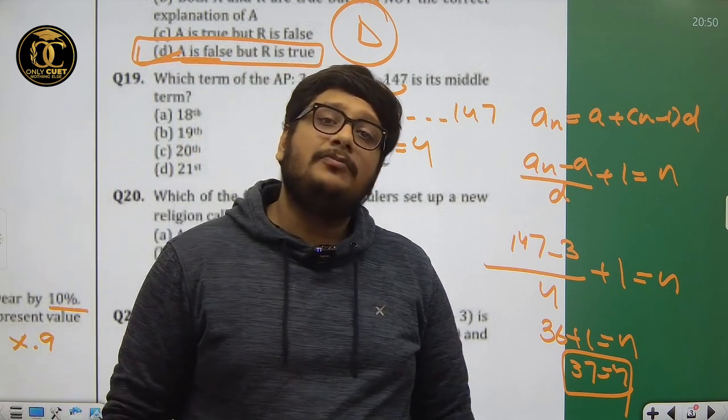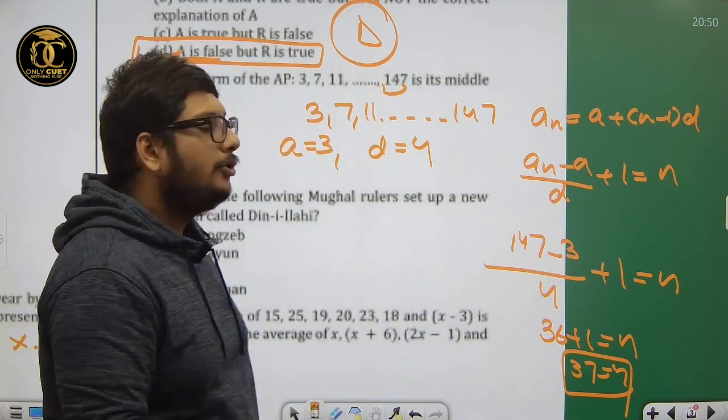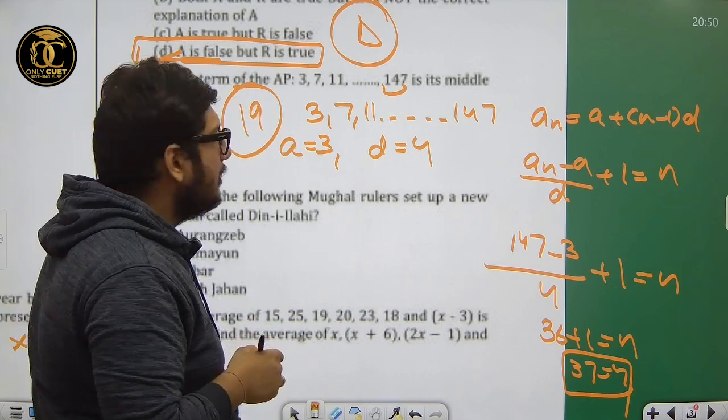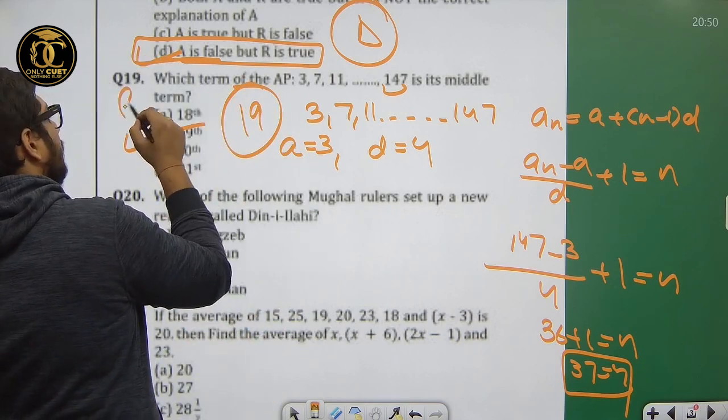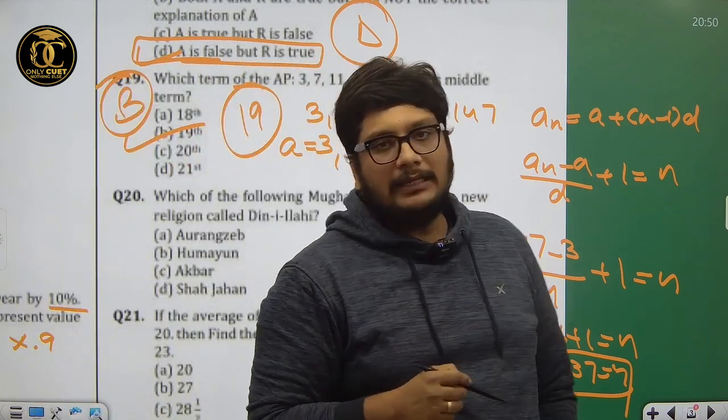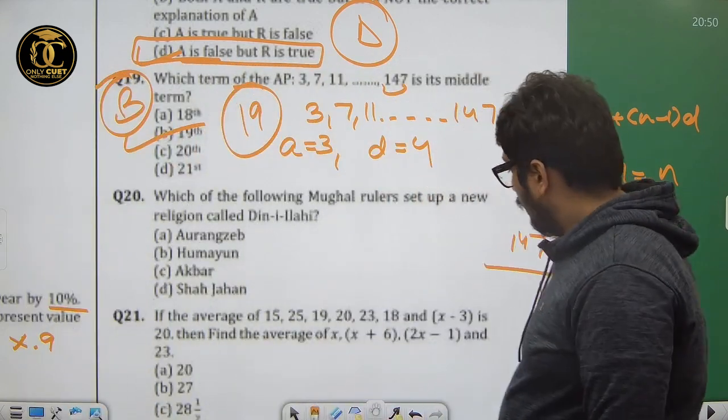Now middle term would be (37 plus 1) upon 2. 38 upon 2 is 19. So the 19th is the middle term of this AP which has been asked. So option B would be my correct answer. What will be my correct answer? Option B. Clear, guys? Moving on to the next one.